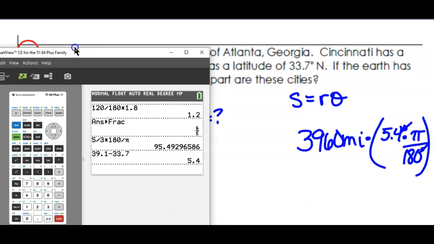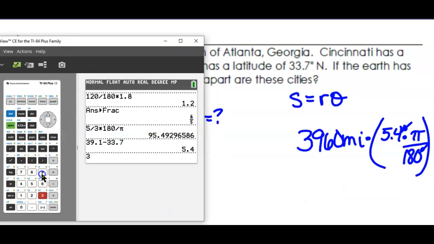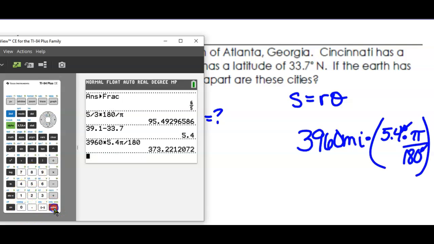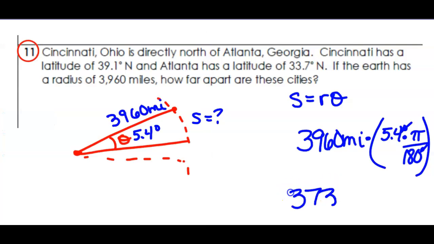So 3960 times 5.4 times pi divided by 180. 373.2 miles apart. Okay.